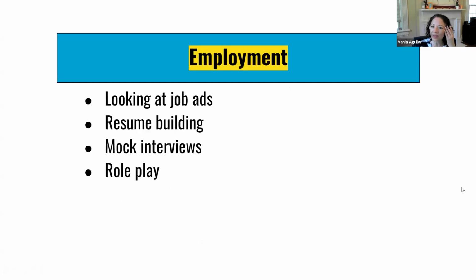Of course, employment, that's a big one, right? And with employment, we also cover a lot of cultural differences. What is something that has come up in your classes that is very different from work culture that we have in the United States? Can anybody type in the chat or tell me if you have come across anything that is very different as far as work culture?